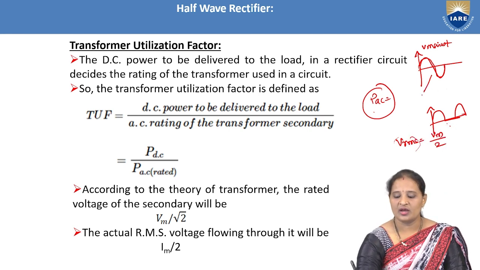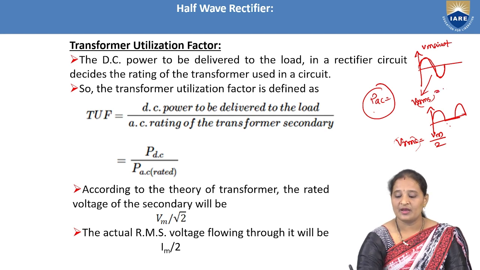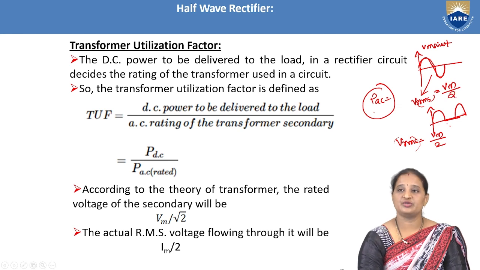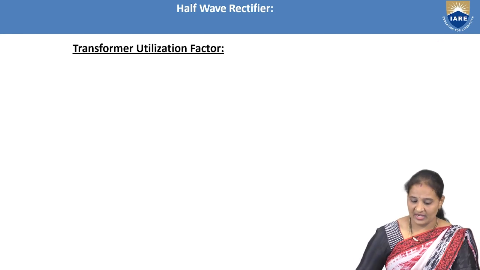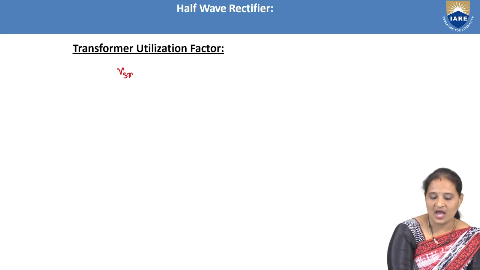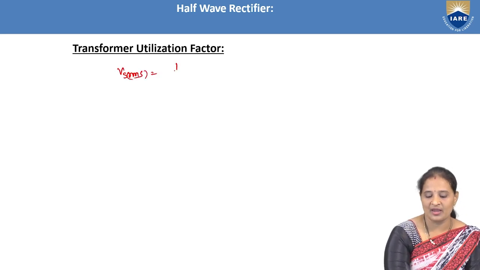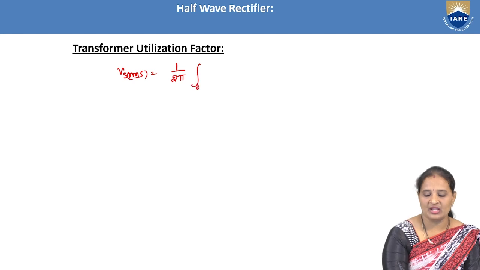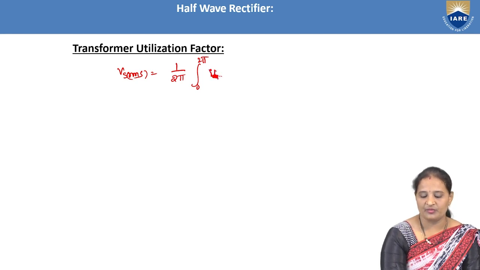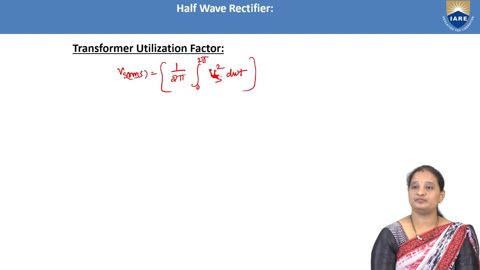So if you find out the RMS value for this one, that is given by Vs RMS. Let us indicate this one as Vs RMS. That means the RMS value of voltage at the secondary winding. How to calculate this one? We can calculate Vs RMS as 1 by 2 pi integral 0 to 2 pi of Vs square d omega t.